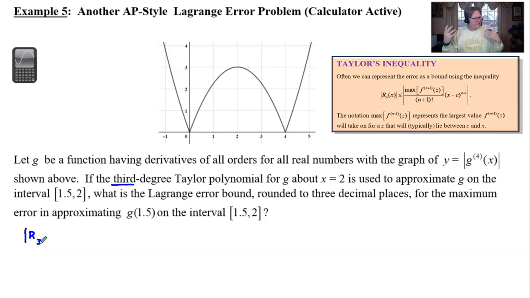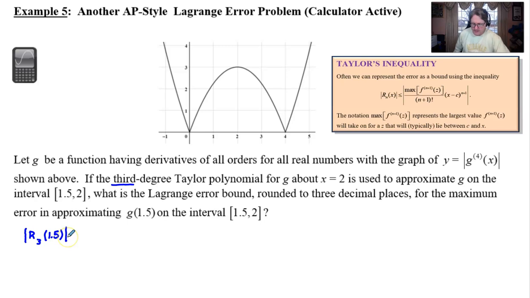You might wonder, why do they use the letter R? It's a great question, but R oftentimes is called the remainder. If you take your approximated answer and add your remainder, that's your exact answer. That remainder often can be called the error. It's the difference between the actual and your approximation. So we're going to take that R sub 3, and it says we want to evaluate it at 1.5.